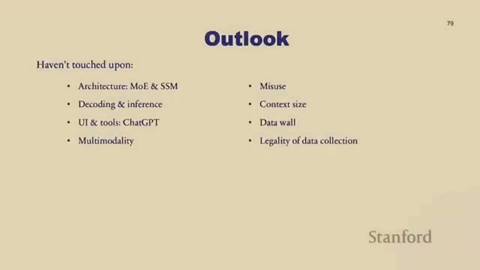Outlook. There are many things we haven't talked about. We haven't talked about architectures. We definitely haven't talked about inference. There are many other things that are important with LLMs. What is the UI that you use? I mean, arguably, with ChatGPT the big novelty was just having a simple UI to use it. Multimodality, what are all the misuses you could have? The fact that there might not be enough data on the internet to train all these models. Legality of data collection. So many other things.